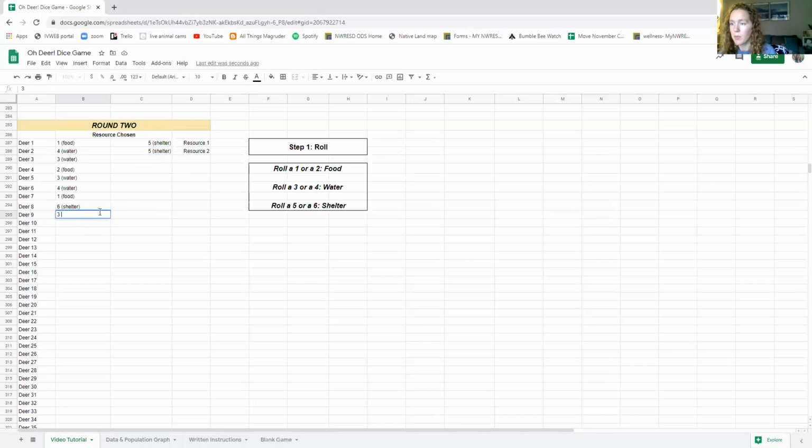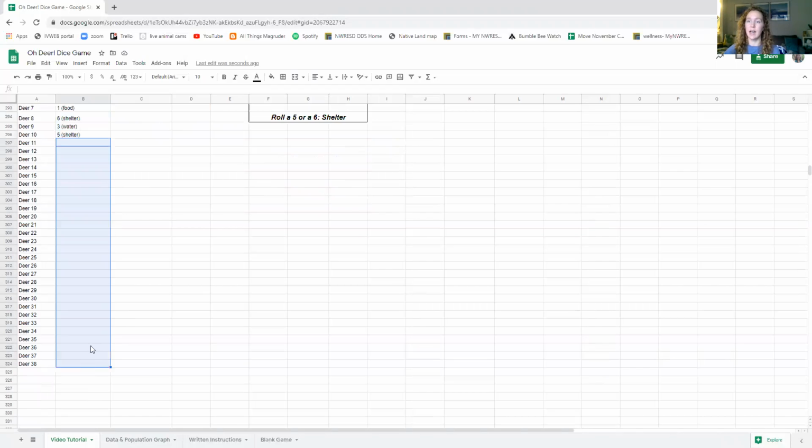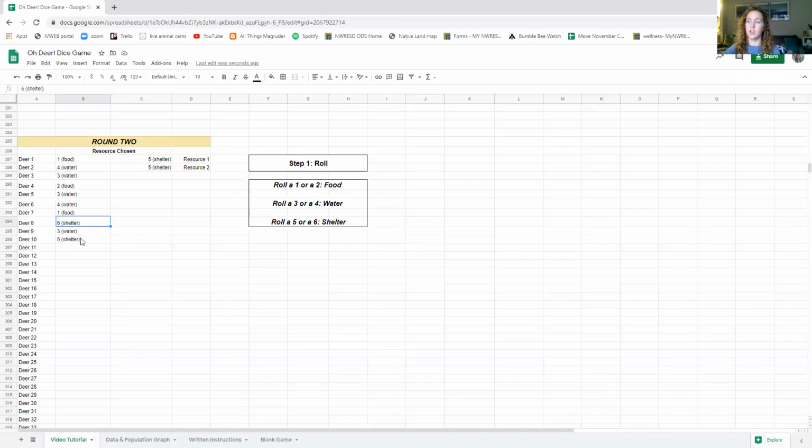Sweet, we did it. I rolled a 3. Oh, 3 is water, not food. And I rolled a 5, which is shelter. So again, if that confused you, don't worry about it. Stick with the classic. I'm just trying to make our lives easy because we only have 2 resources. So we just know automatically that all of these deer are going to die because these are the only 2 deer who got the resources, right? All of these deer are also going to die in this one.